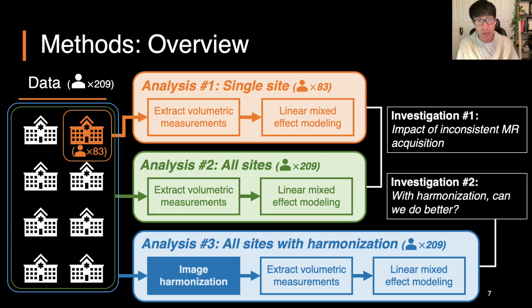And with this third analysis, we can have some idea about, with harmonization, can we do better for multi-site study? So in the following slides, I'm going to talk in more detail about each image analysis step.